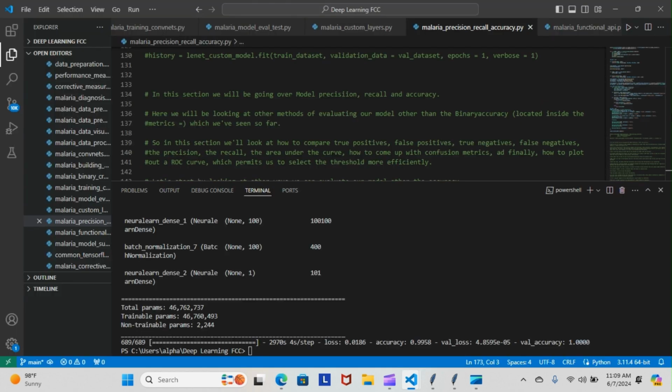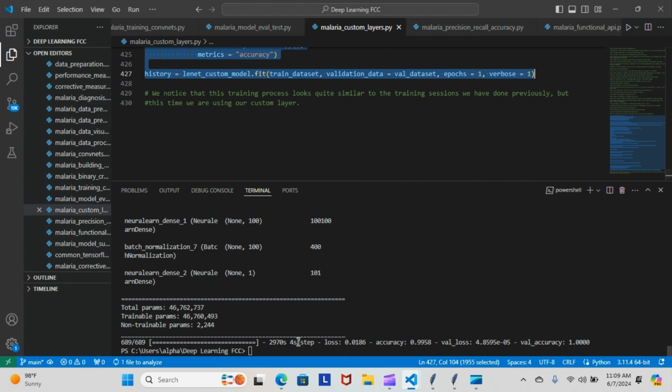Now, it's supposed to be, I think, 5 or 10 epochs, but of course, I dropped it down to 1 epoch just so we can get the training done and have this example ready for you today. And as you can see, that's right down here. This is our epoch here. So you can see we train for 4 seconds per step for 2,970 seconds. We have a loss of 0.0186 with an accuracy of 0.9958. Then we have a validation loss of 4.859 with a validation accuracy of 100%. So yeah, everything's working fine with our custom layers. Everything did go smooth.